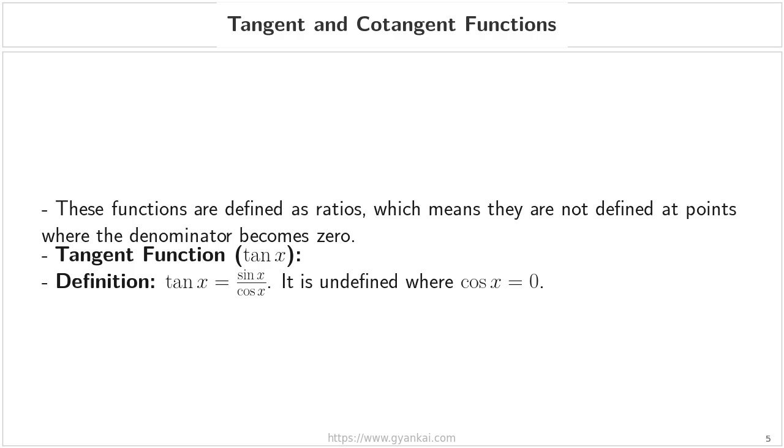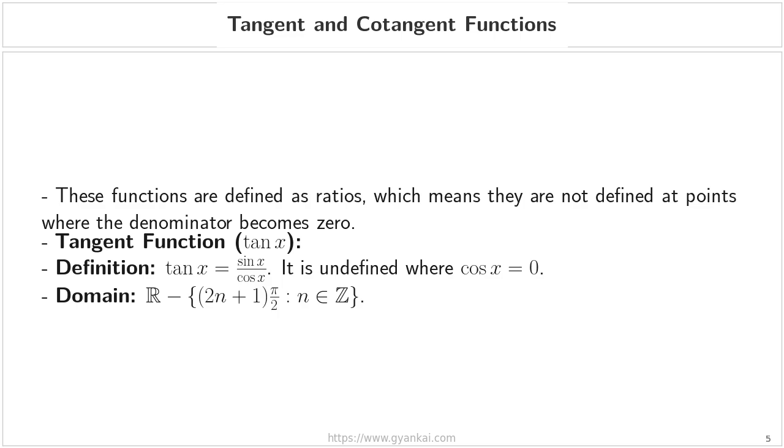Let us first examine the tangent function. By definition, tangent of x is equal to the sine of x divided by the cosine of x. Because of this structure, the function is undefined at any point where the cosine of x equals 0. This leads us to the domain. The domain of the tangent function includes all real numbers, except for the odd multiples of pi divided by 2, where n is any integer.